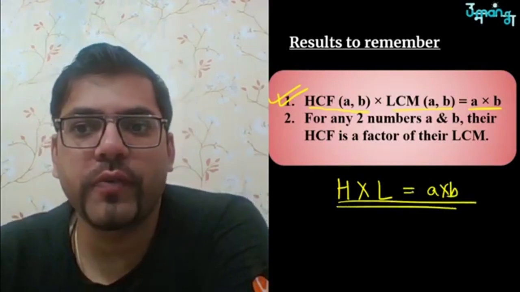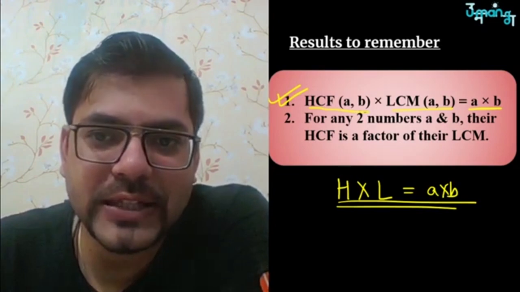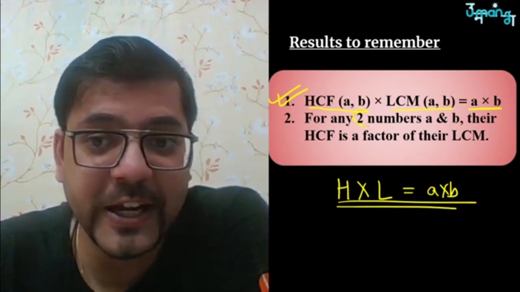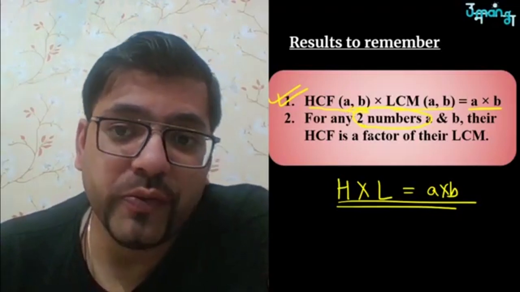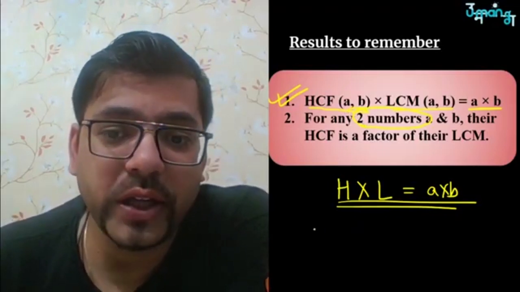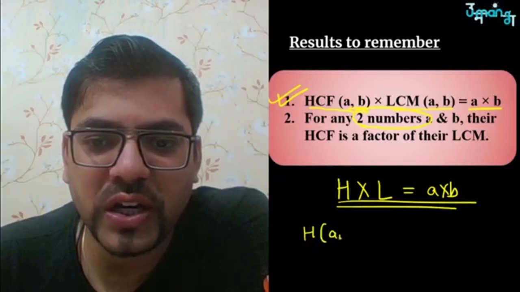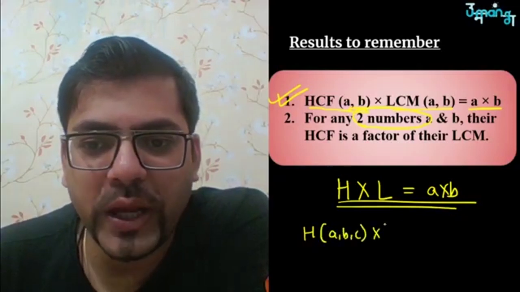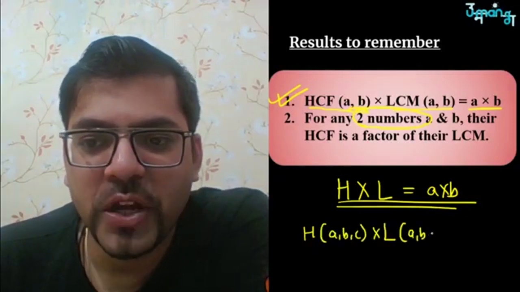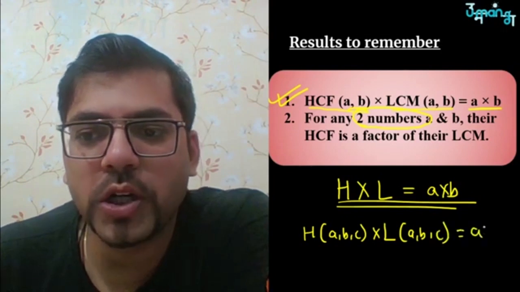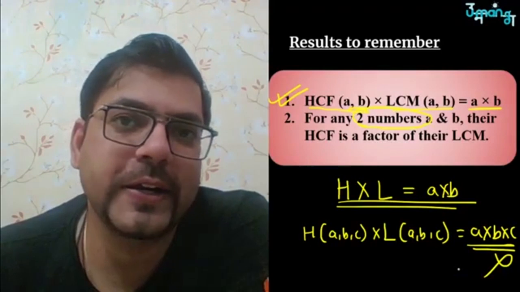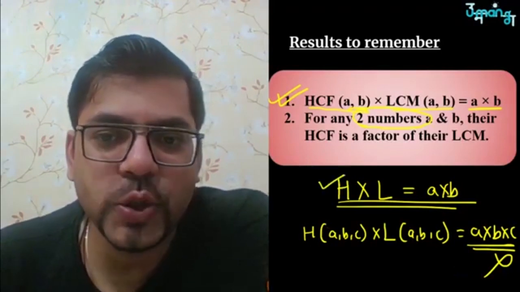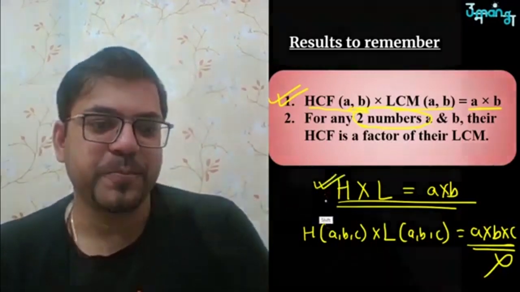Mind it that this result is only applicable for two numbers, not more than that. So for example, if you have three numbers and you are thinking that the HCF of these three numbers A, B, C into the LCM of A, B, C should be equal to the product of the three numbers, then it would be a wrong conception. It is not like that. So always mind it that it is only valid for two numbers. Fine, chalo, let's see next.